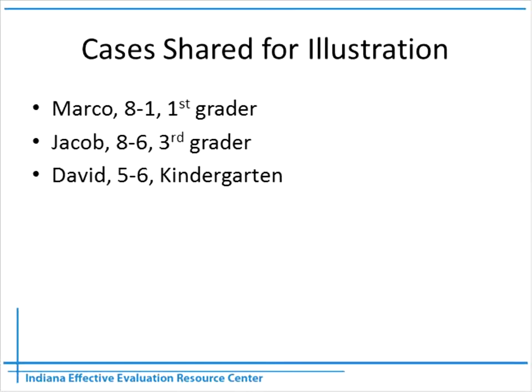All right, so I want to move into the cases here. We have three of them, Marco, Jacob, and David: two 8-year-olds and a 5-year-old, a first grader, a third grader, and a kindergartner. And each one has something that's a little bit different than the other. So I'm going to walk you through them and guide you in terms of what was said, information that has been gathered, some things that have been determined. And then I'm going to show you how to apply the cultural language matrix and sort of address the question.